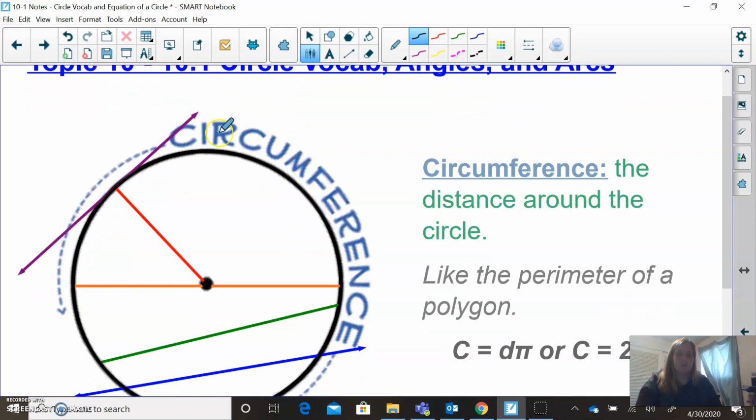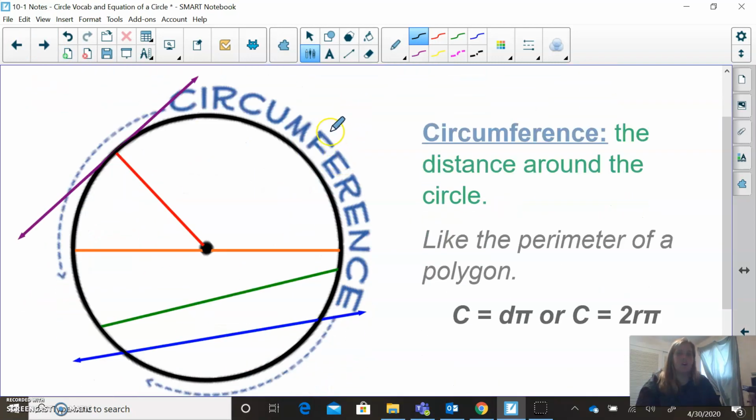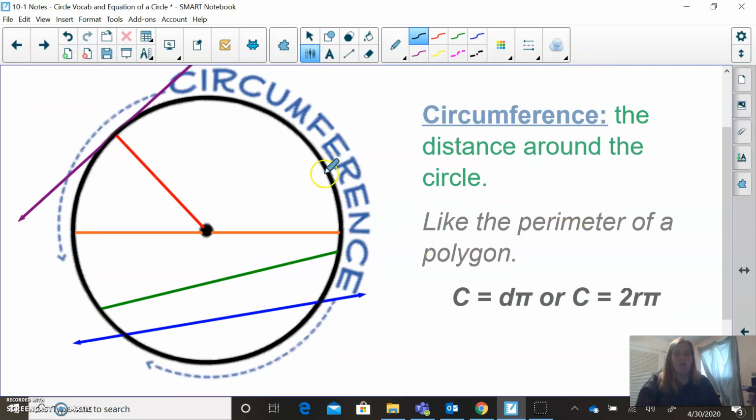First we're going to start with circumference, which we've already gone over. The circumference is the distance around the circle, like the perimeter of a polygon. The circumference is equal to the diameter times pi, or it is equal to 2 times pi times r, or 2πr.